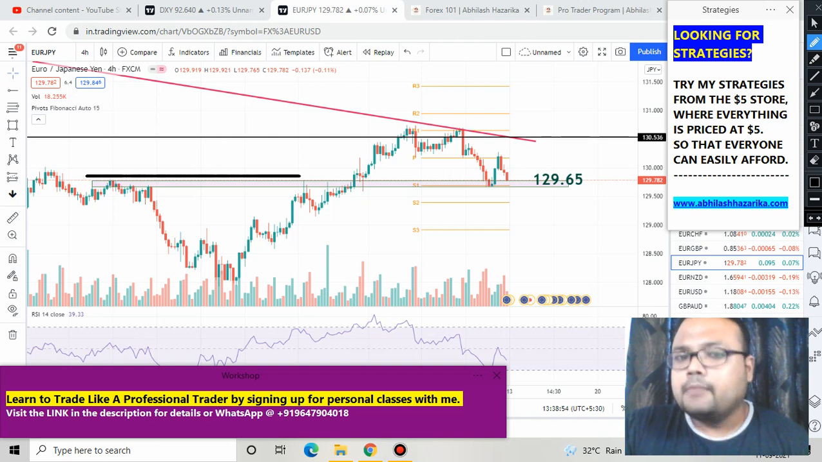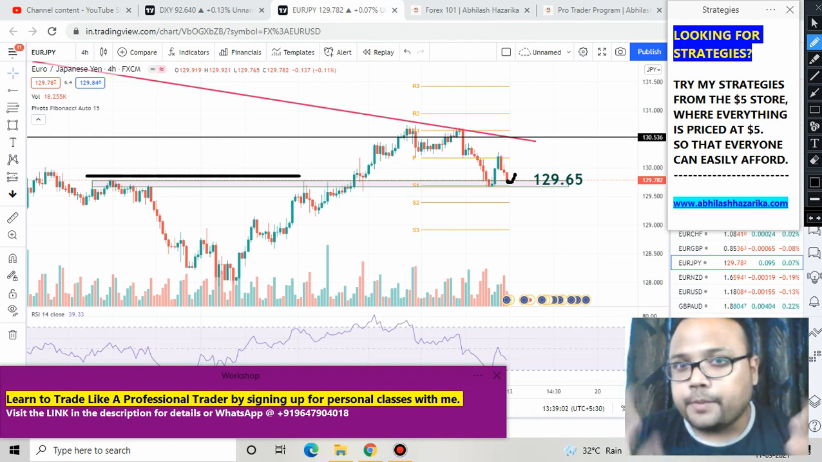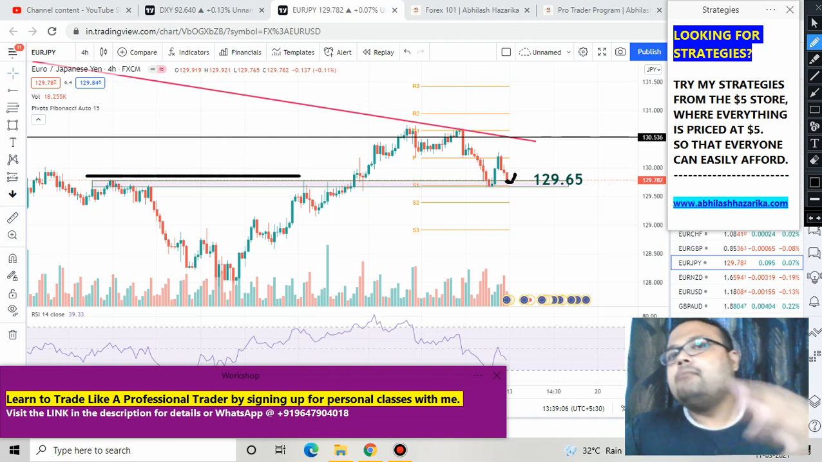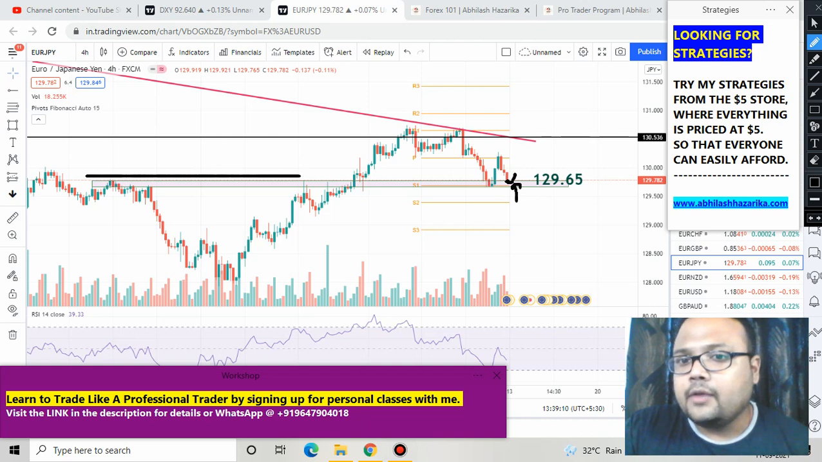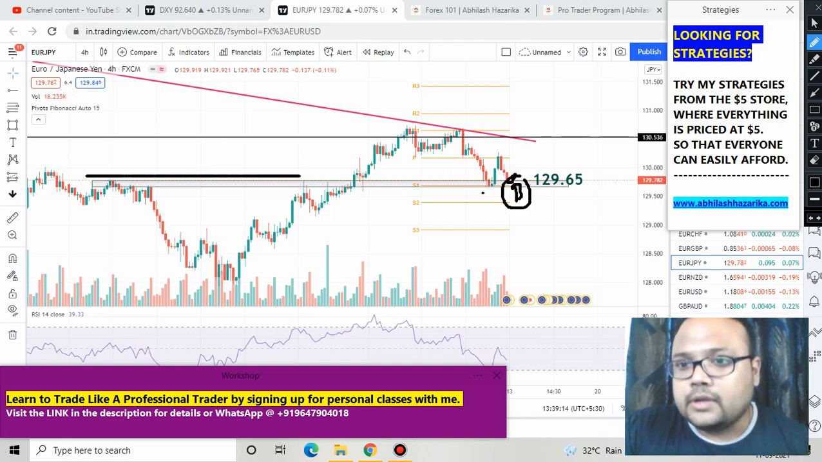And on Monday, after the market opening, if the market takes support and bounces from here, then the decision is completely yours. If you want to go for a buy here, you can, just make sure that your stop loss is below this level.